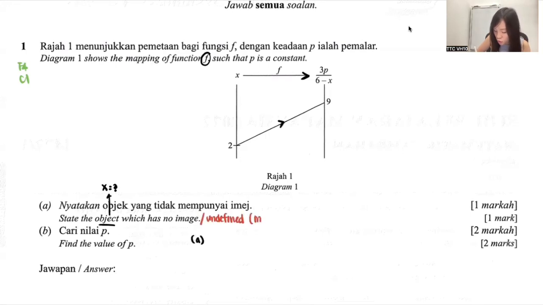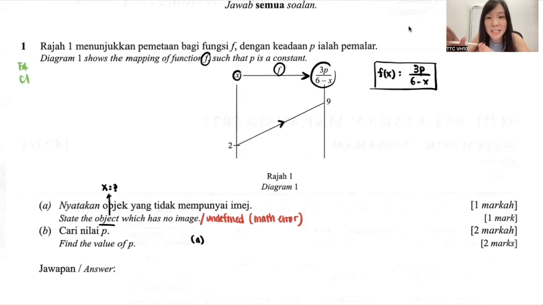Undefined is equivalent to not defined, or maybe you can say math error. So in what situation will you get a math error? Do you remember when you do functions? Normally, these particular questions didn't write the equation out nicely for you, but you know this is x, they cross a bridge f and they become this. That means the question is trying to tell you f(x) equals 3p over 6 minus x. This is how the equation looks. Without directly giving you, they draw it in the diagram. This is what you should know.